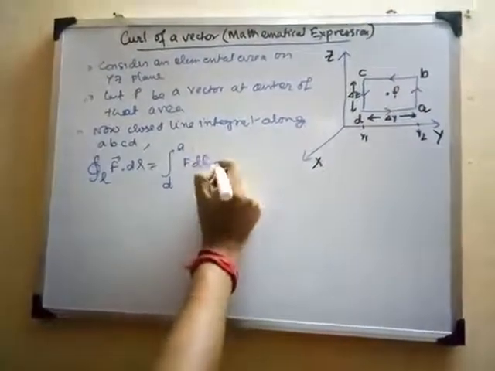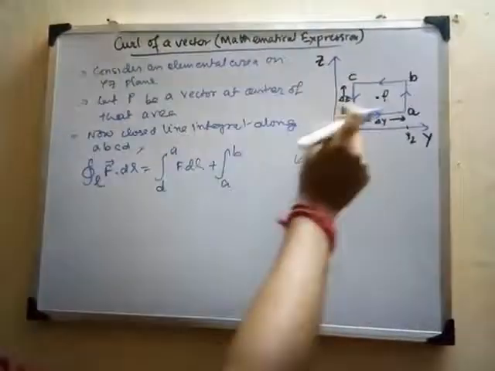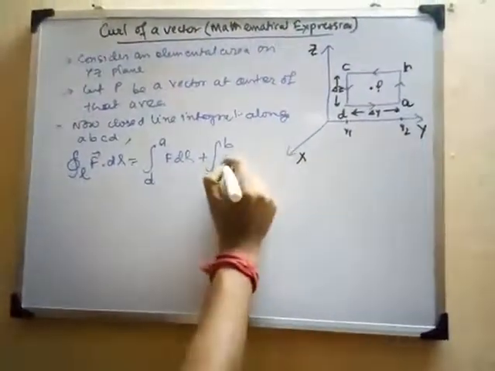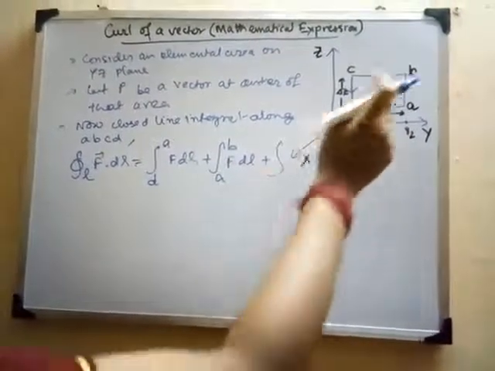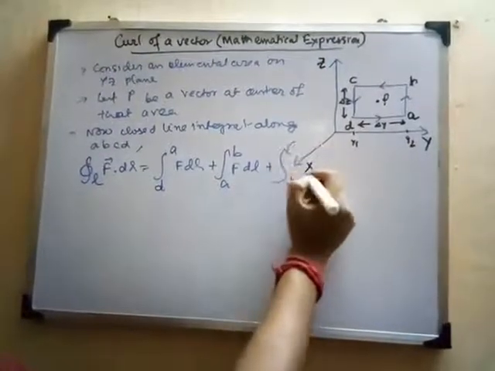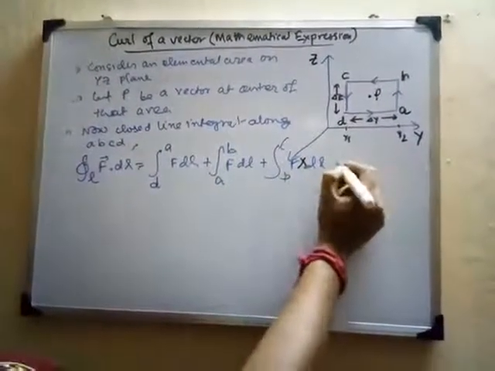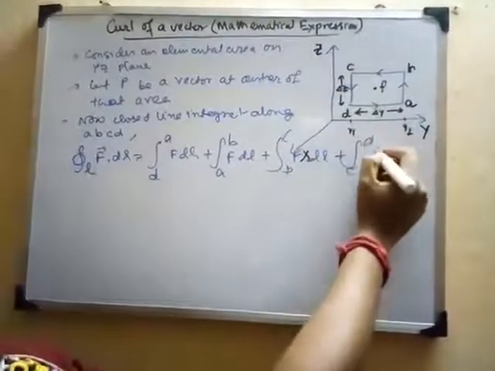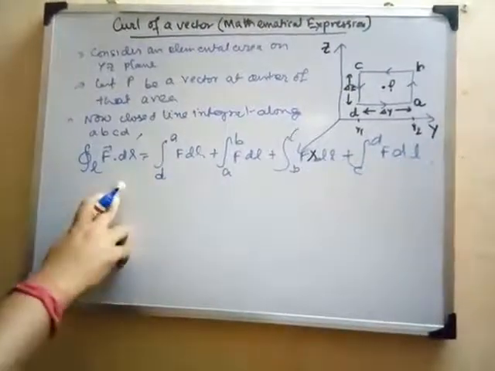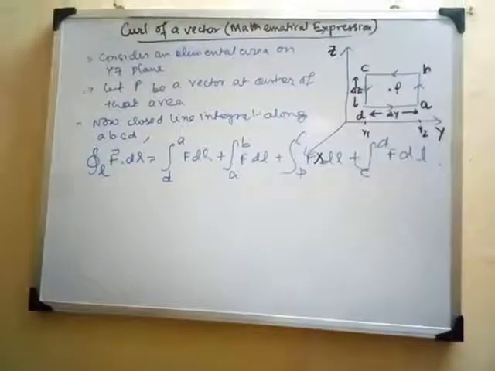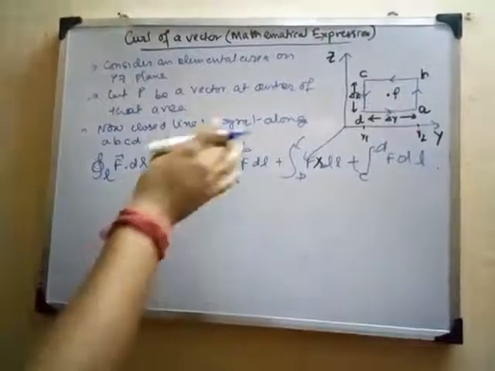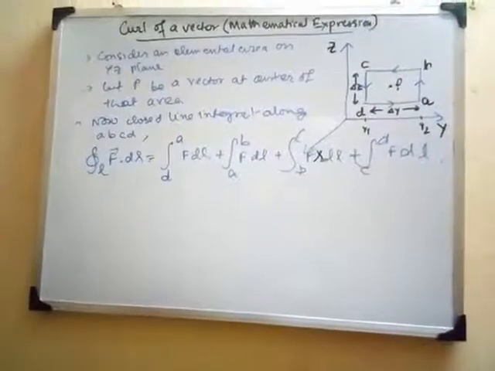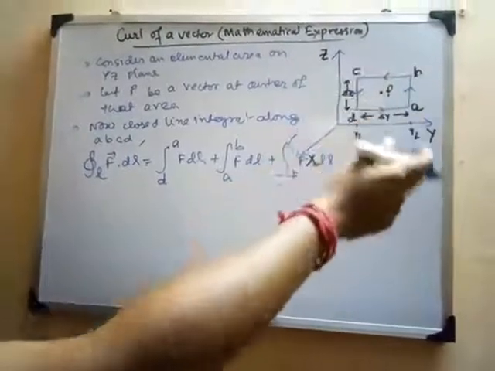plus a to b, b to c and c to d. So we write one by one: f dl from d to a, plus b to c, f dl, plus c to d, f dl. So this is the expression for the closed line integral of this vector f, right? Now we will evaluate one by one the values of the line integral from a to b, b to c, c to d and d to a, right?